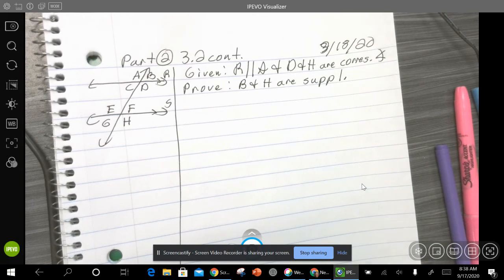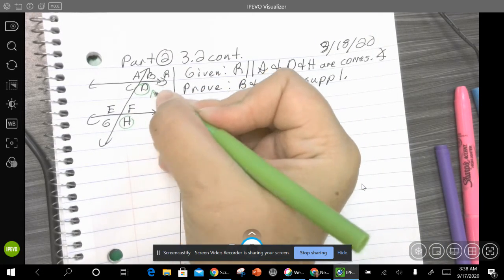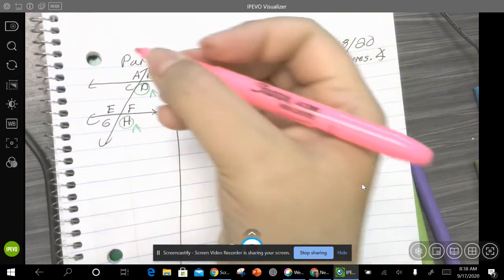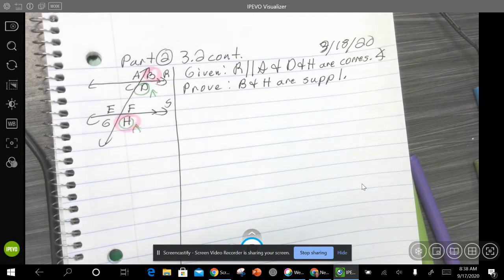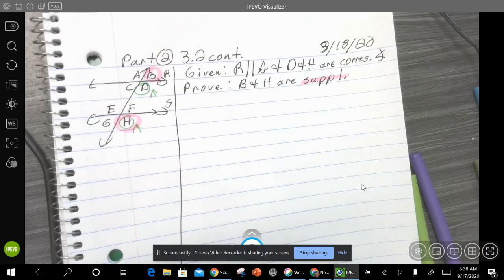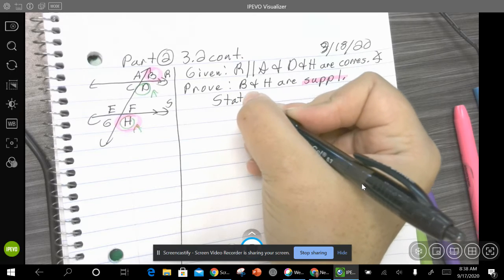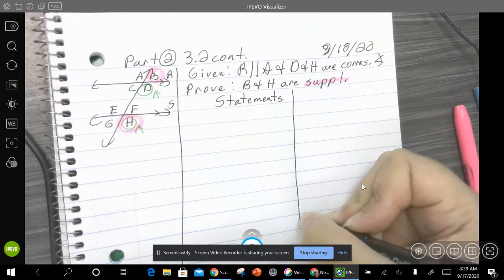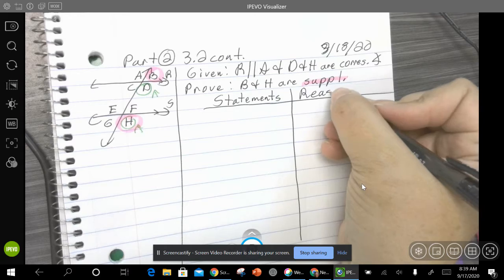Okay, so we're given that D and H are corresponding, and we need to prove that B and H are supplementary. Okay, so that's our last part that we need to do right there. Okay, so we're gonna do our two-column proof. Everybody remember you can just do an S for statements and an R for reasons. It's totally up to you. This is a little bit longer proof for everybody. I'm just letting you know.